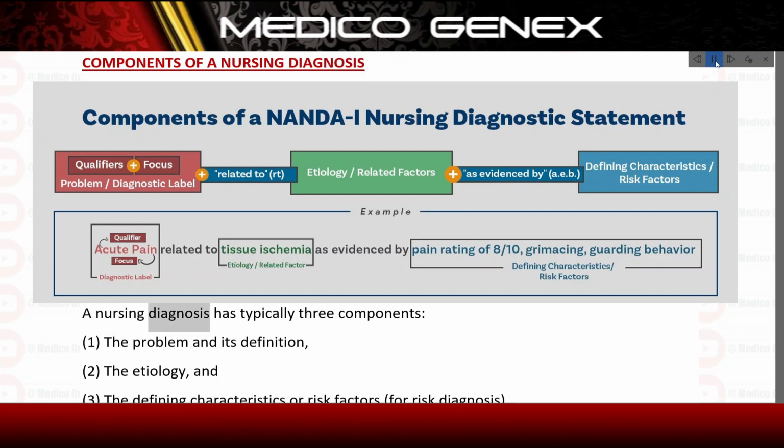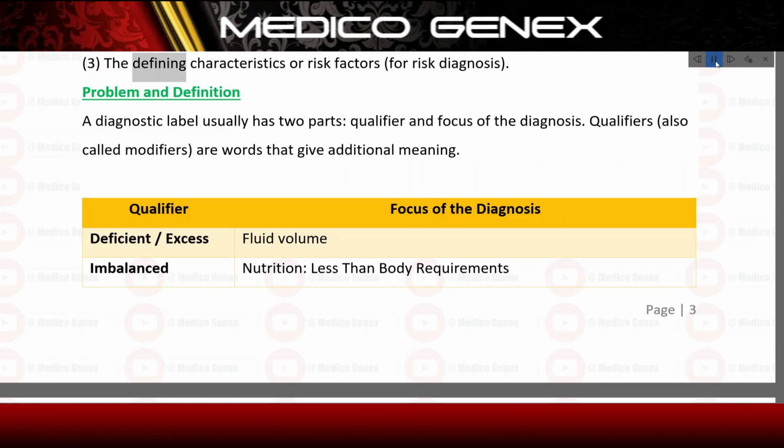A nursing diagnosis has typically three components. 1. The problem and its definition. 2. The etiology. And 3. The defining characteristics or risk factors for risk diagnosis. Problem and definition. A diagnostic label usually has two parts: qualifier and focus of the diagnosis. Qualifiers, also called modifiers, are words that give additional meaning.